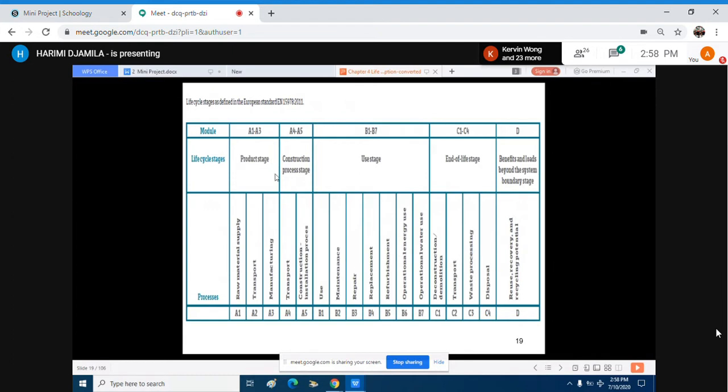Okay, this one is an example. I took it from a publication. So you have product stage, consumption, etc. You may just have a look at it.